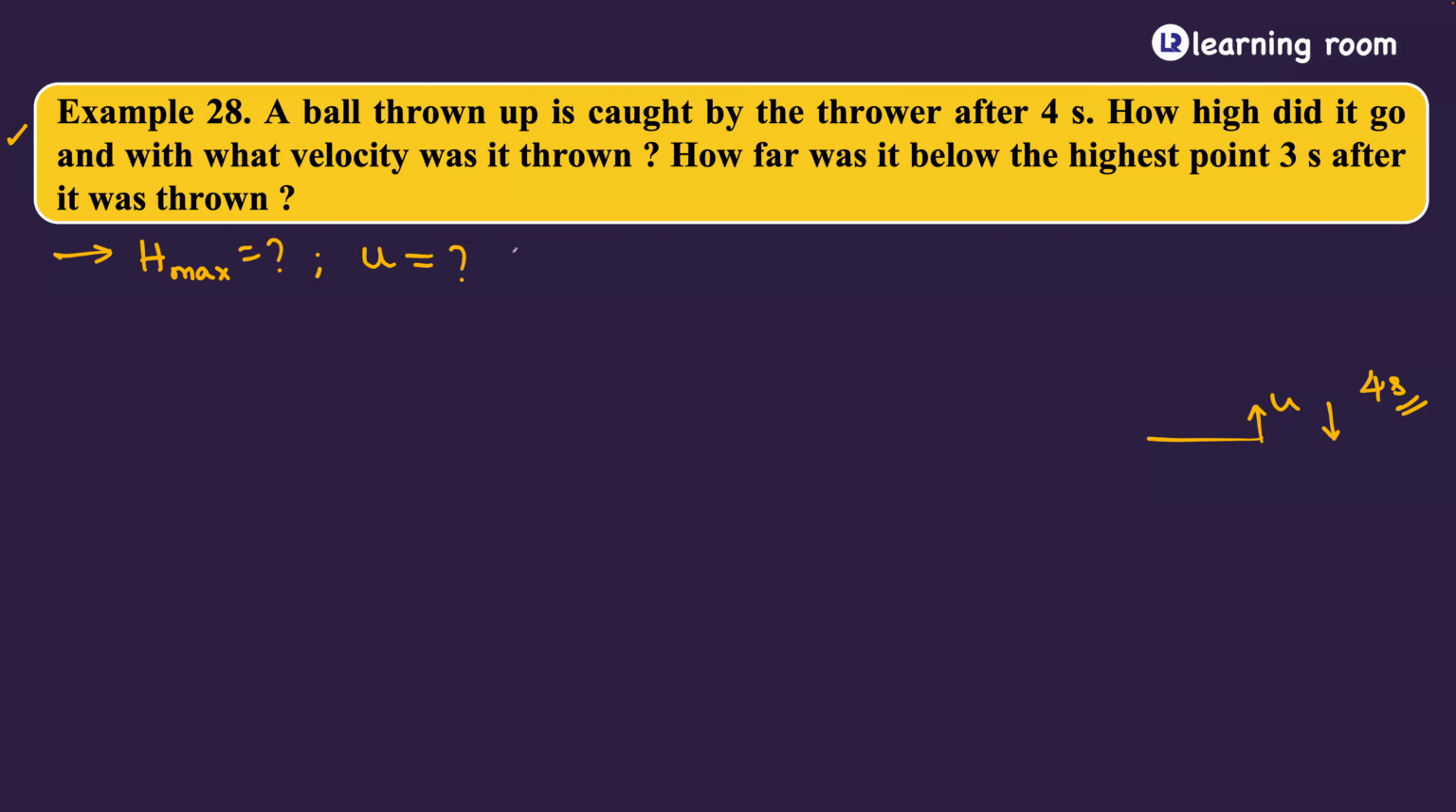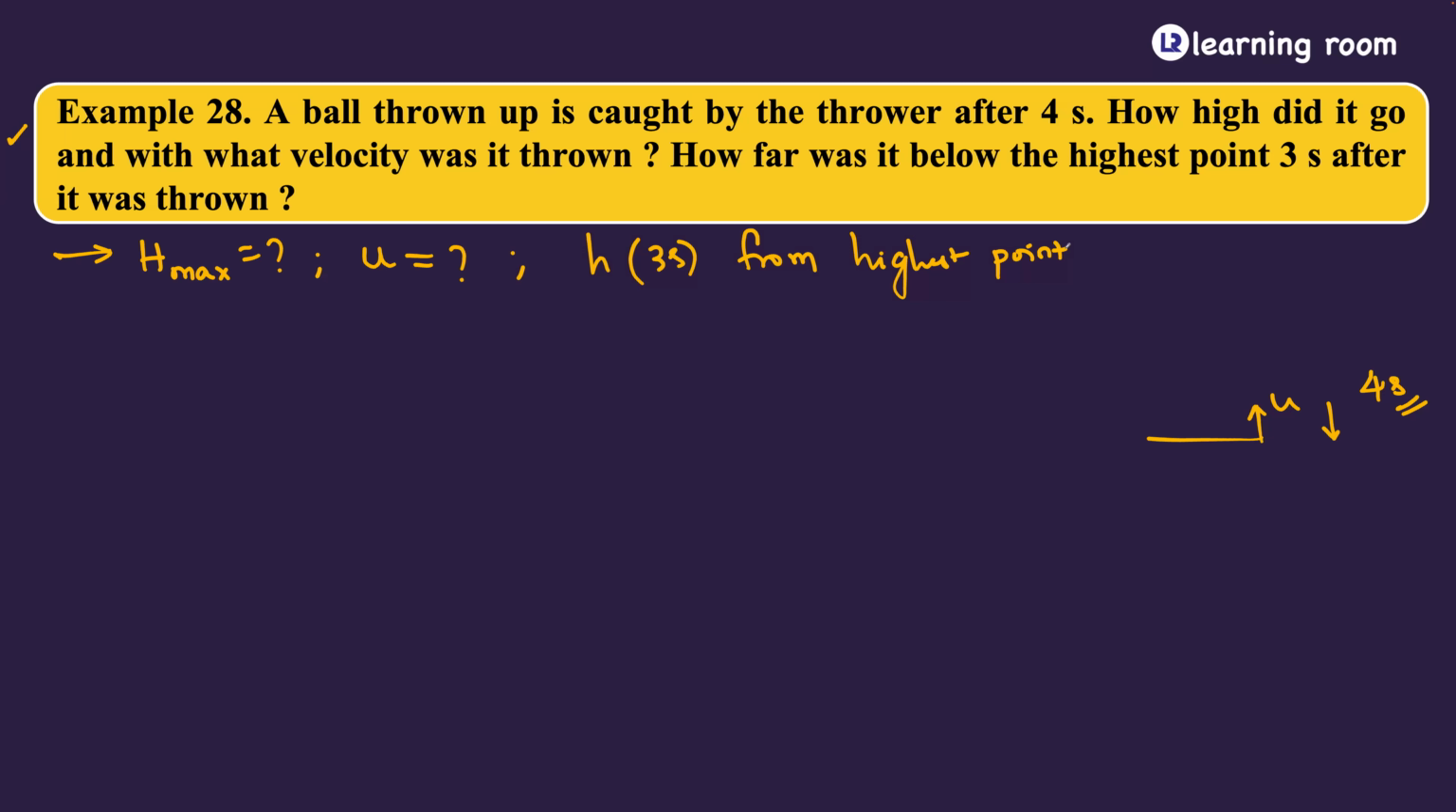And how far was it below the highest point 3 seconds after it was thrown? So, what is the value of h after 3 seconds? But from where? Not from the bottom, but from the highest point. I hope you're able to understand this question, right?